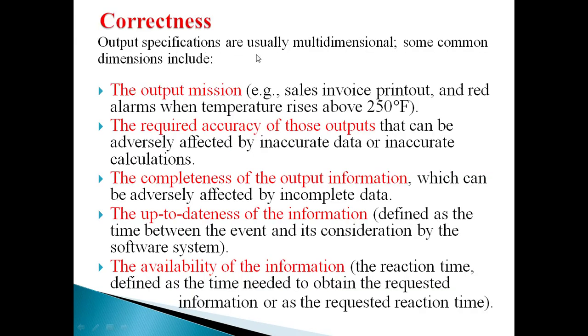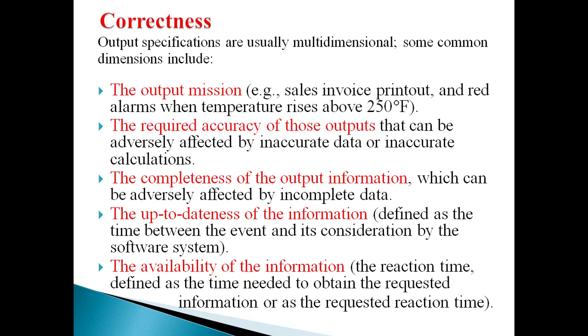Output specifications are usually multi-dimensional. Some common dimensions are: first is output mission. That means I want my invoice to be printed, or I want the alarm to go red when the temperature rises to 250 degrees Fahrenheit. Second, the required accuracy of those outputs, which can affect my calculations directly or indirectly.